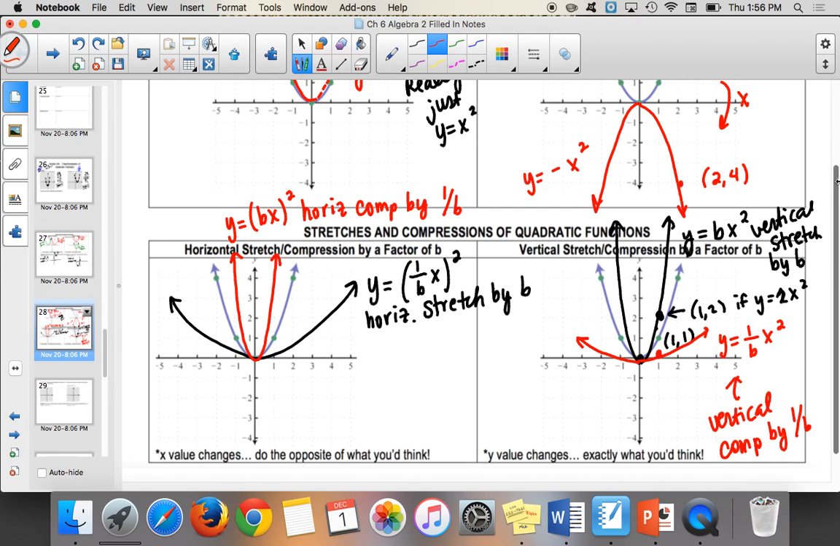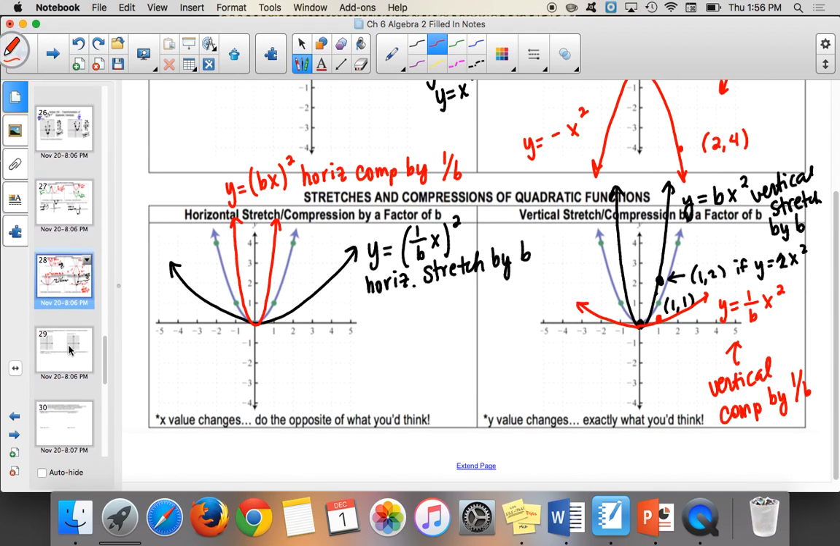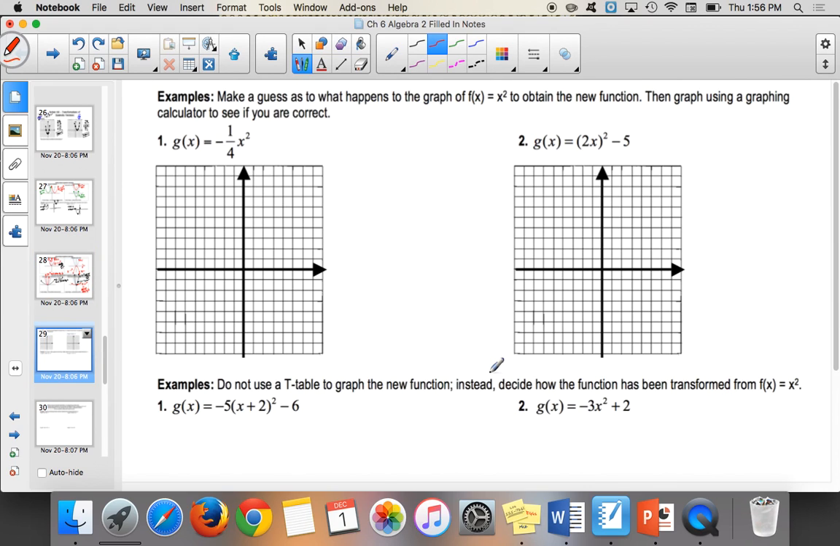All right, ready for some of these? Okay, so it says make a guess as to what you think happens, and then graph using a graphing calculator to see if you're correct. So we're going to make a guess. There are 2 transformations that happen here. One deals with the 1/4, one deals with the negative. So 1/4, is it in parentheses or no? No. So does it affect the x value or the y value? Y value. So if it's not in parentheses with that x, it affects the y. So what do I do when I do 1/4 with y's? What does it do to it?